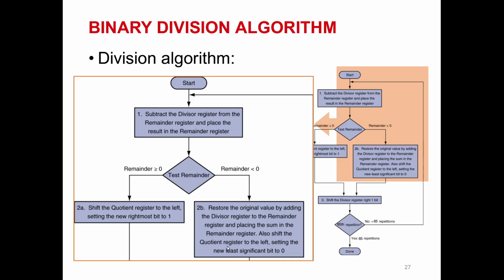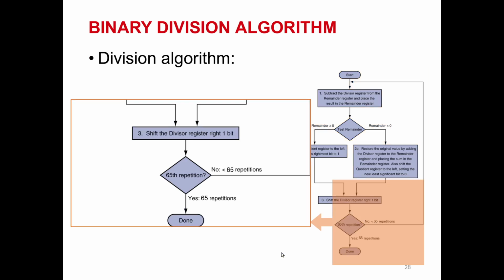and you will need to shift the equation 1 bit further to the left while setting the least significant bit to 0, and you will go to the next step of shifting the divisor register to the right, and you need to check the number of repetitions. If it gets to the number of bits you expect, you will exit, the execution is done. In this case, we work with 64 bit data, and so here you check whether the 65th repetition is complete or not.